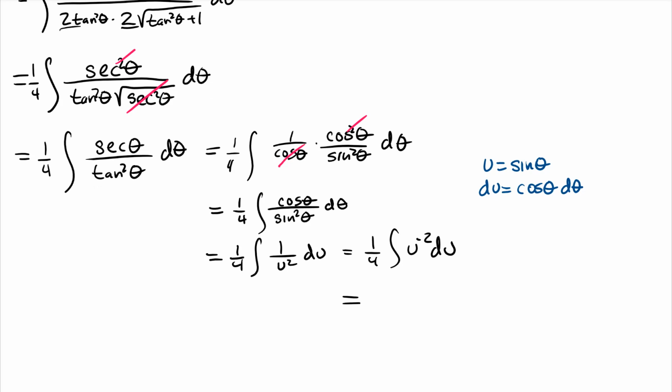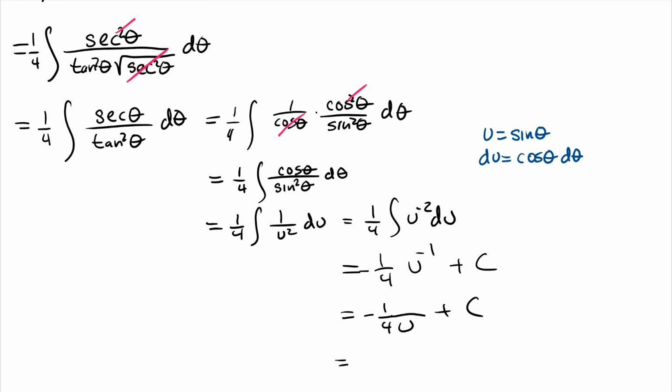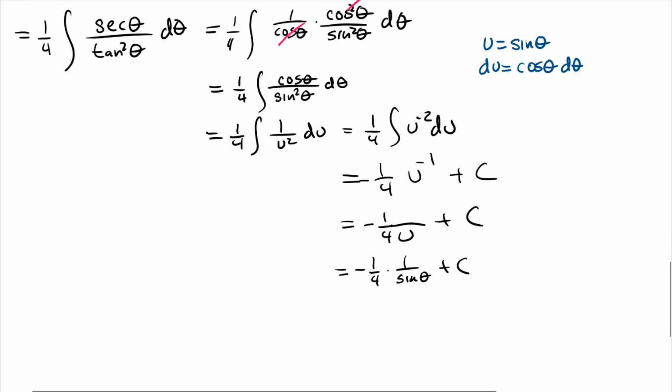Now let's take the antiderivative. We're going to add 1 to our exponent, and then divide by that number, which is negative 1, plus c. So we have negative 1/4 over u, with a u in the denominator. So we have, what is that? Negative 1/4, 1 over sine, plus c. Oh, it's negative 1/4 cosecant of theta plus c. Holy moly. Phew, we're done.